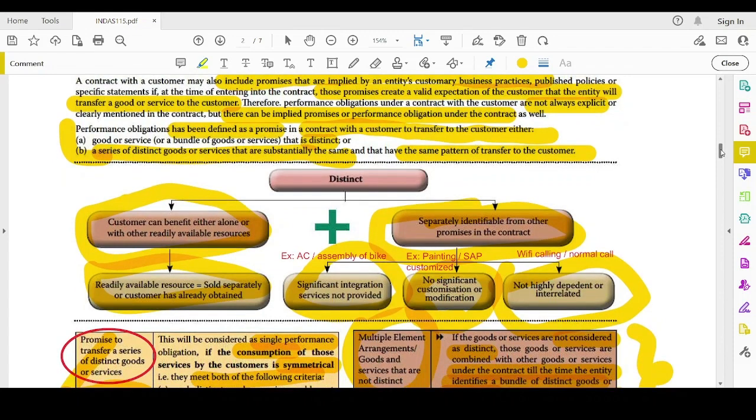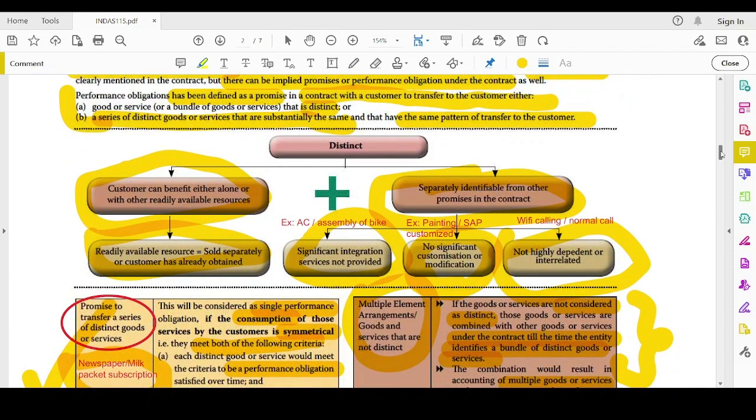So let's understand the term distinct more clearly. Distinct includes that the customer can benefit either alone or with readily available resources. For example, if I purchase an Apple iPhone, I can use it alone, or I can also buy its sockets and chargers from readily available resources. Readily available resource is nothing but something which has already been purchased by the customer, or can be purchased separately by the customer. Okay, it's clear.